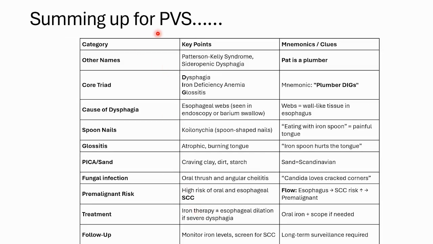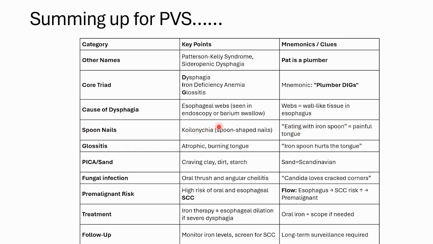So finally, summing up for Plummer-Vinson syndrome, its other names are Paterson-Kelly syndrome or sideropenic dysphagia. And remember, Pat was a plumber, so what does a plumber do? Digs. In which D stands for dysphagia, I stands for iron deficiency anemia, G stands for glossitis. And the cause of dysphagia is esophageal webs, which we see in endoscopy or barium swallow. And I said that the person eats with a spoon made of iron. So this reminds us of spoon nail or koilonychia, eating with an iron spoon.